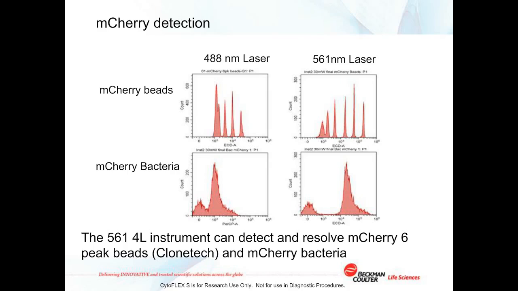Here you can see a comparison between a standard blue laser CytoFLEX system versus a CytoFLEX S equipped with the 561 nanometer laser. When using 6-peak mCherry beads, you can resolve all the 6 peaks using the yellow-green laser. When using bacteria labeled with mCherry, the signal-to-noise ratio, or the separation between the positive and negative peak using the 561 nanometer laser, is much superior to blue laser light illumination.